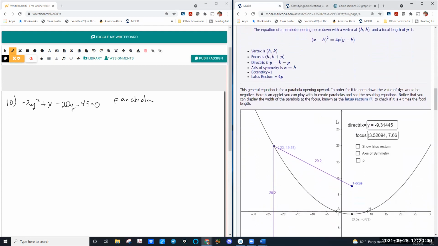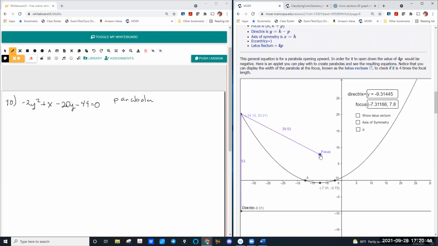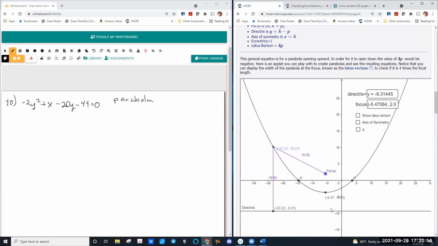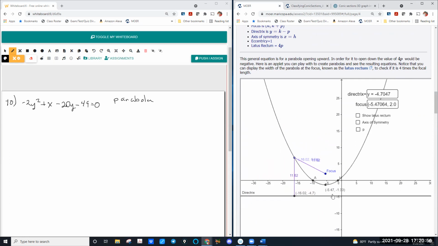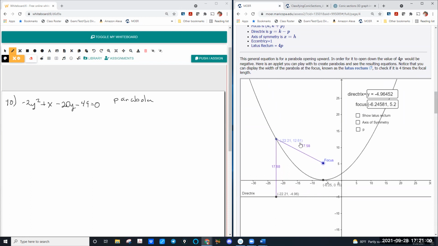We'll come down here. So we've got our parabola here, and the directrix is this line here. We can move the directrix, so let's move the directrix to -5. Notice that the points on the curve are always the same distance from both the focus and the directrix. That's the definition of a parabola.